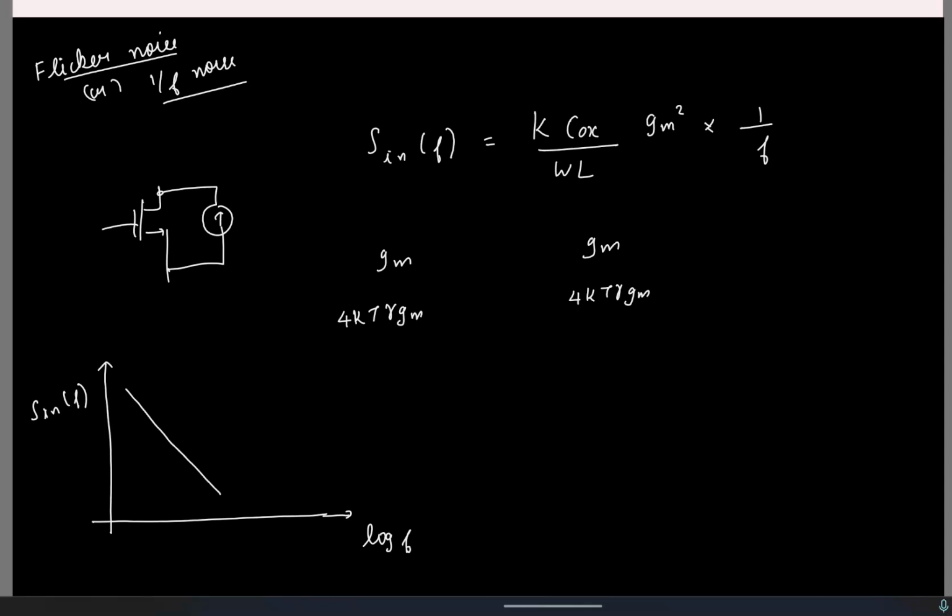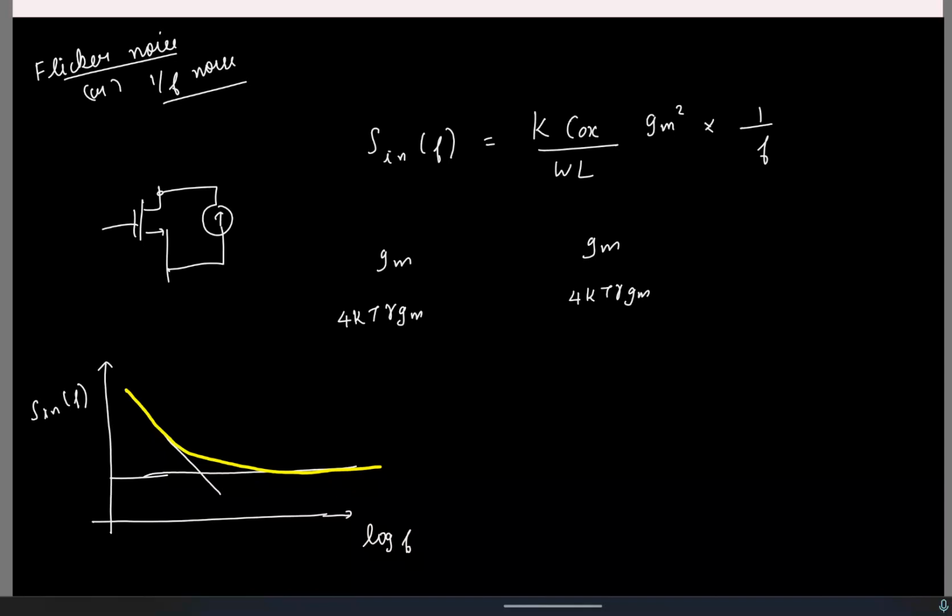Now, along with the flicker noise, we also have the thermal noise. So if I plot thermal noise also, we will have something like this. This is thermal noise. Now the total noise will be the sum of these two, and so it will probably look something like this. Okay.